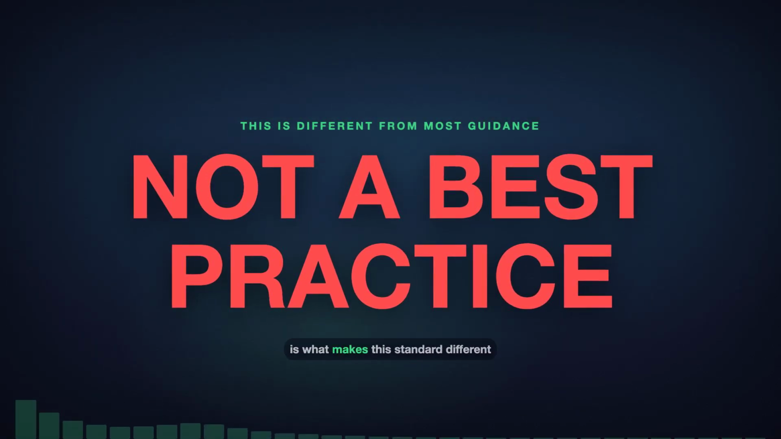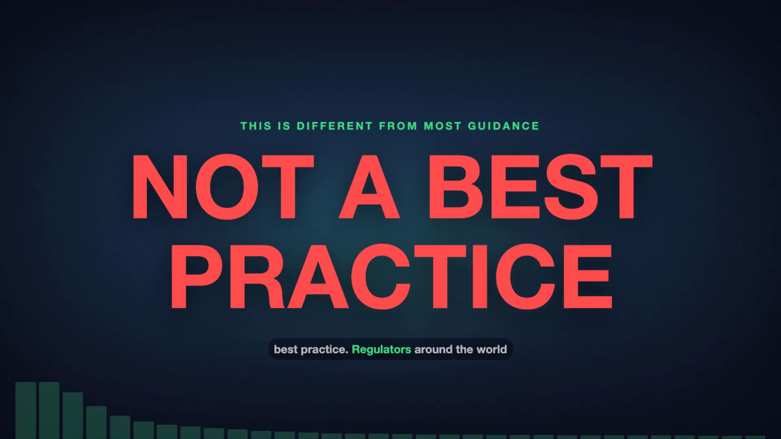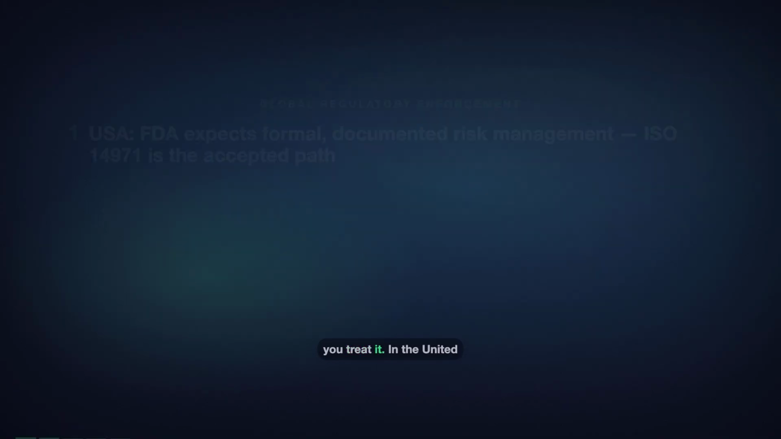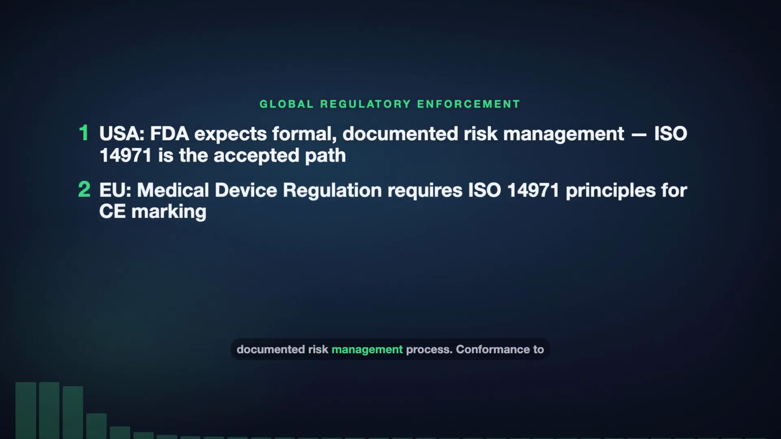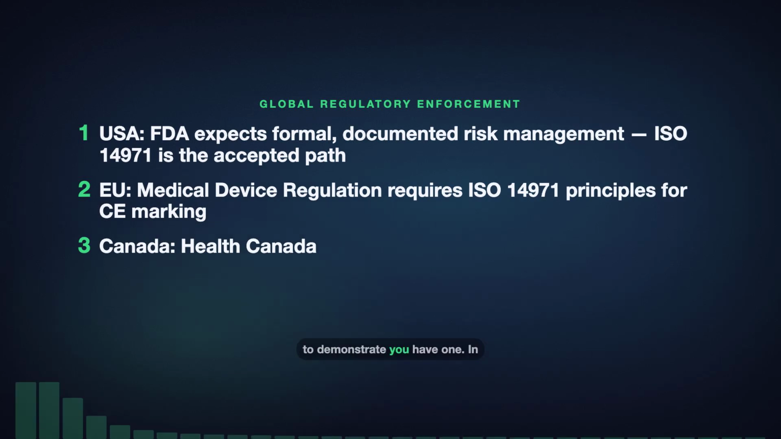And here's what makes this standard different from most guidance documents. It's not just a best practice. Regulators around the world have tied it directly to their legal requirements. That changes everything about how you treat it. In the United States, the FDA expects manufacturers to have a formal, documented risk management process. Conformance to ISO 14971 is the accepted way to demonstrate you have one.